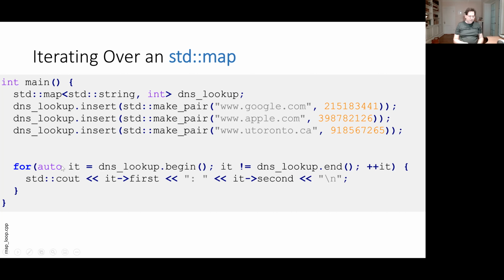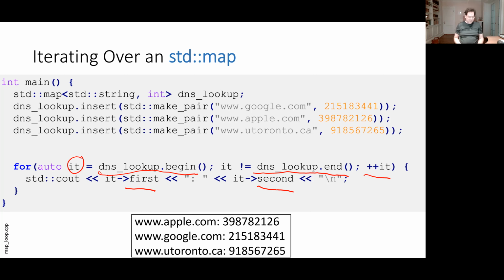The code's not too long. I'm using the auto keyword here to shorten the code again. I need an iterator. I'm going to set it equal to the beginning of my binary search tree, DNS lookup. As long as I haven't hit the end, I'm going to keep going, and I'm just going to increment every time. I'm going to iterate to point at the next element. At every element, the iterator points at an entire pair, which is the key and the value. So I print out the first element, which is the key, and the second element in that node, which is the value. And yeah, they're going to come out like this.